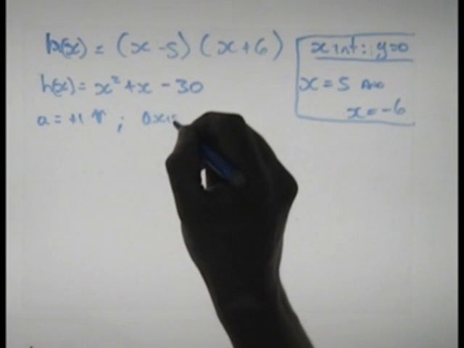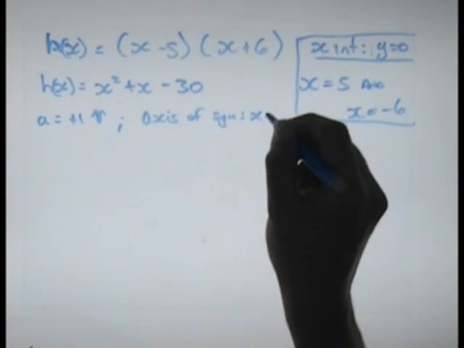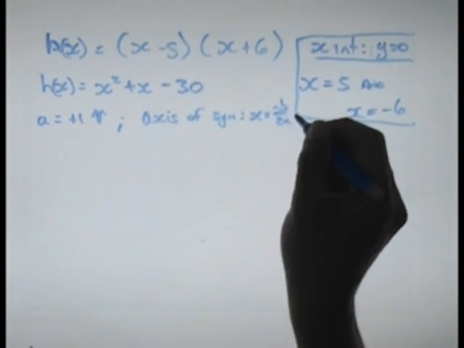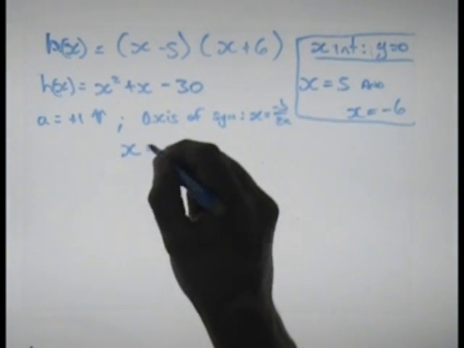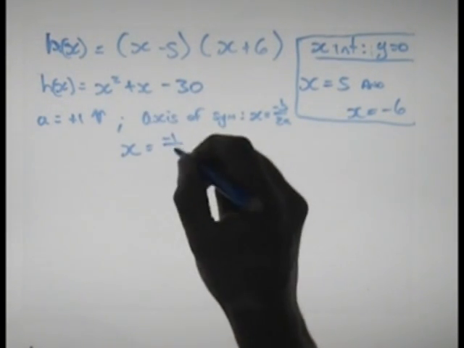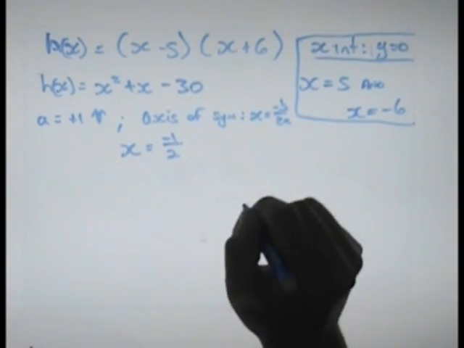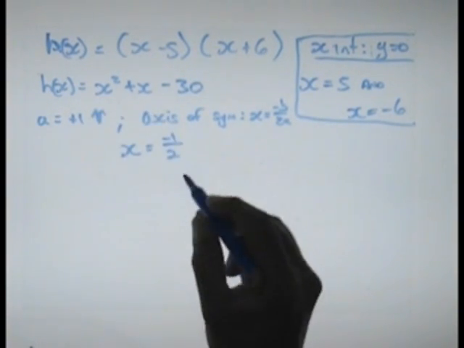Axis of symmetry happens when x is equal to minus b over 2a, which in this case x is going to equal minus b, which is minus 1, over 2a, which is 2. So my x value is simply x is equal to minus 1 over 2.